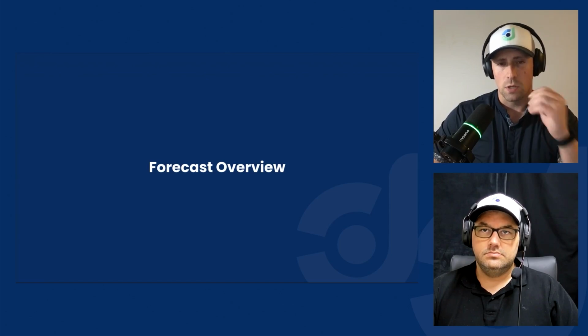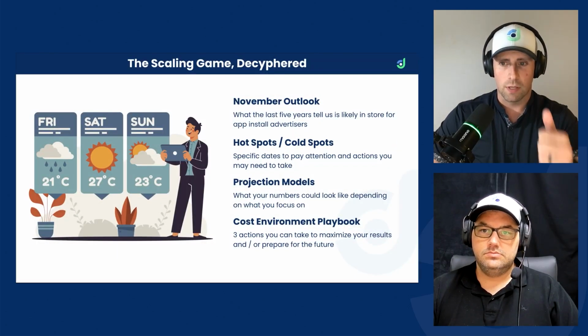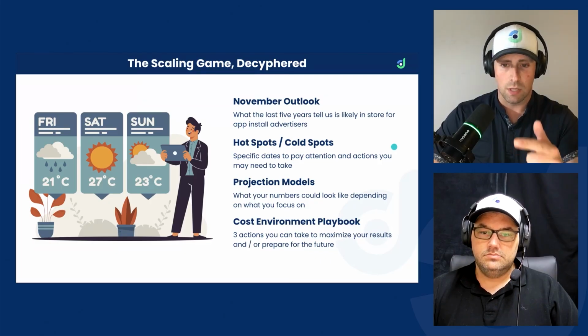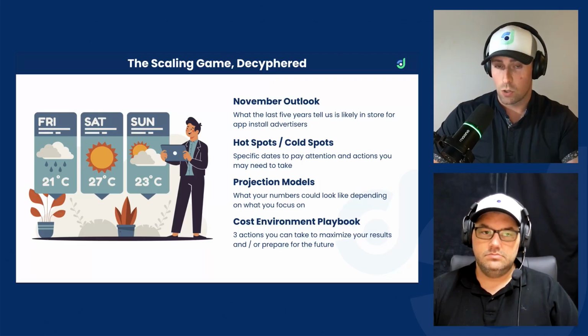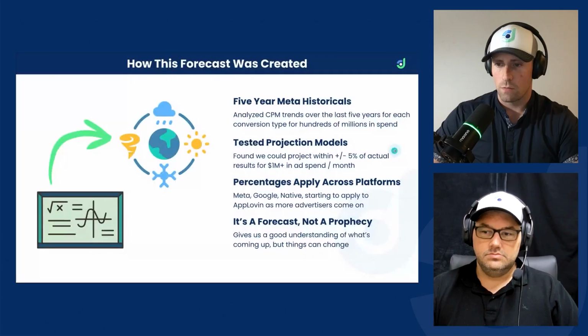In this episode, we're going to walk you through 4 different things. First, the November outlook, what the last 5 years tells us is likely in store for you as an app install advertiser. Second, the hot spots and cold spots. Ross is going to walk you through specific dates and the do's and the don'ts in those timeframes. I'm going to walk you through the projection models to tell you what your numbers could look like depending on what you focus on. And finally, I'm going to give you 3 plays in our cost environment playbook to help you maximize your results and/or prepare for the future. So let's start with the November outlook.